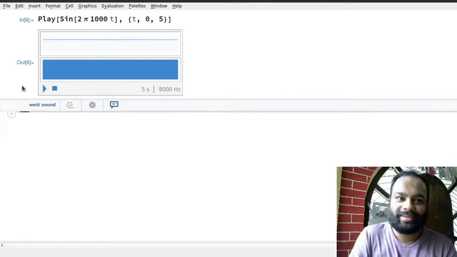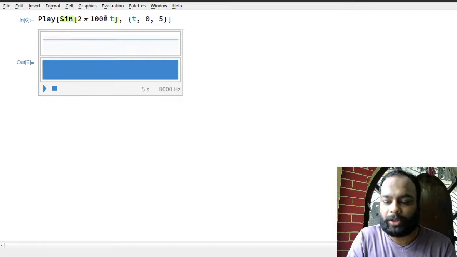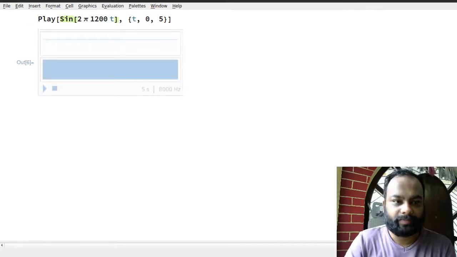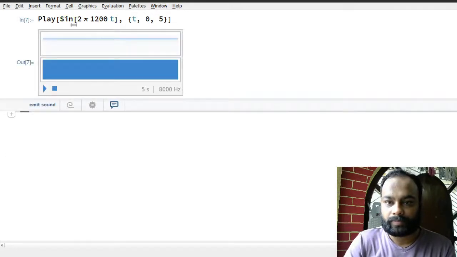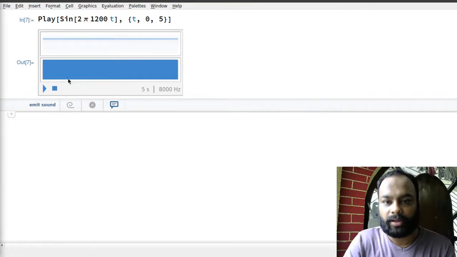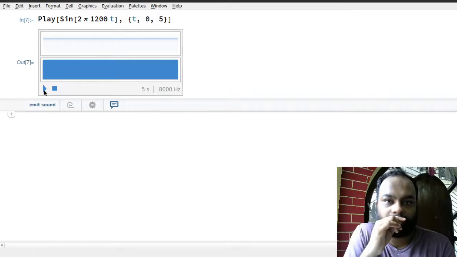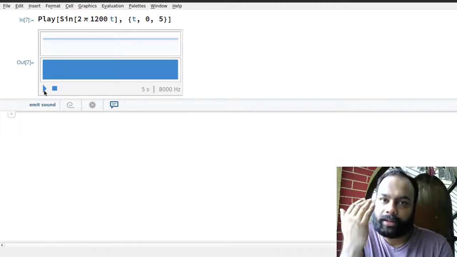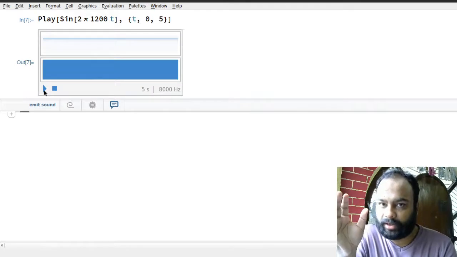All right. Pretty weird, right? 1000 hertz sinusoid, right? Now if I increase the frequency by 200 here, the point is there was a change, but the change wasn't that significant, right?